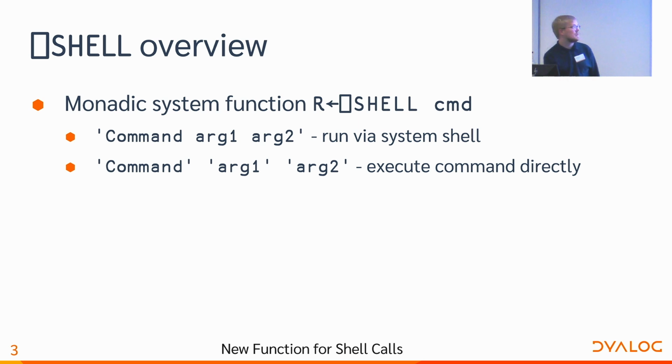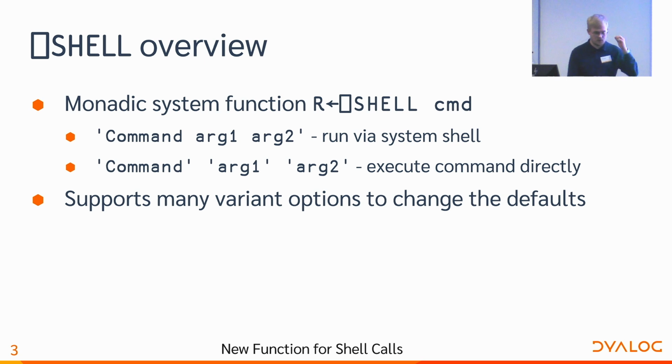In many cases you just want to run a single program, and we decided that if you give it a nested character vector, it will run the first part as the command and then give the rest as the arguments. You could do that as one character vector, but you need to quote the arguments yourself depending on which shell you're using. There's also the benefit of the second way that it doesn't spin up the shell first, so it might be a little bit faster.